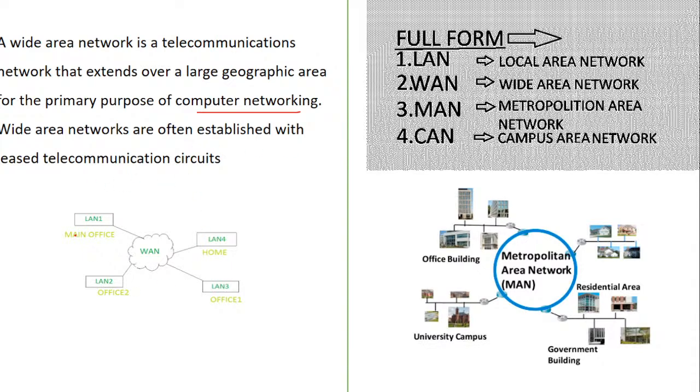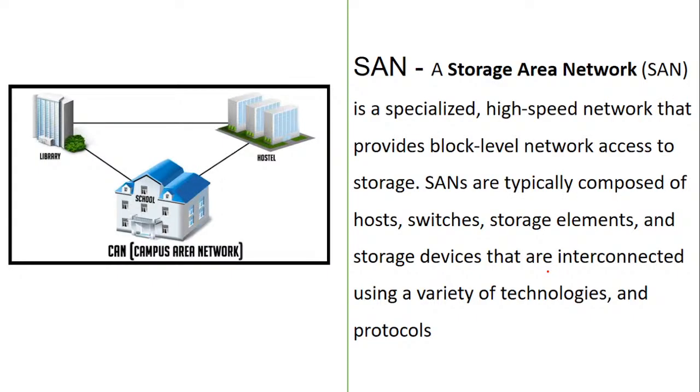Like for example, just now we discussed that when we talk about both of them, MAN and WAN, both of them play the same role. Only what differs is the range between both of them. WAN has a wider range as compared to MAN. Now, apart from this, you also have campus area network, that is CAN.